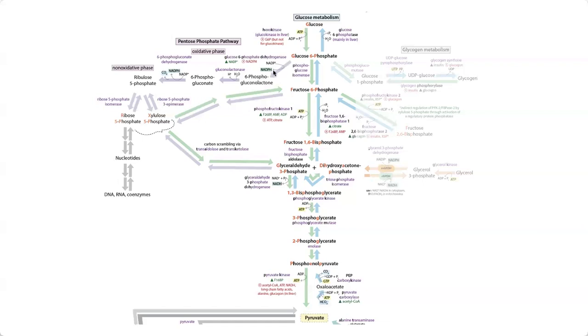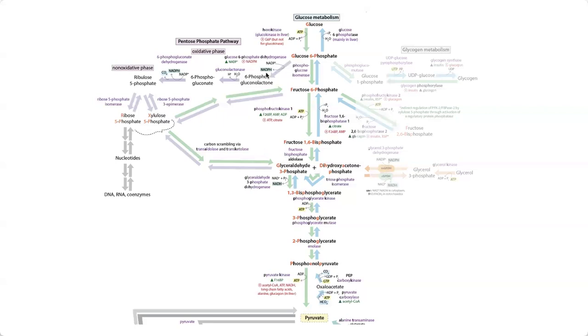What if we want both? Well, now we can do the oxidative phase some, and we can do this phase some. We can take some out of glycolysis, and we can take some out of the pentose phosphate pathway. Basically, we can modulate the activity depending on what we need.